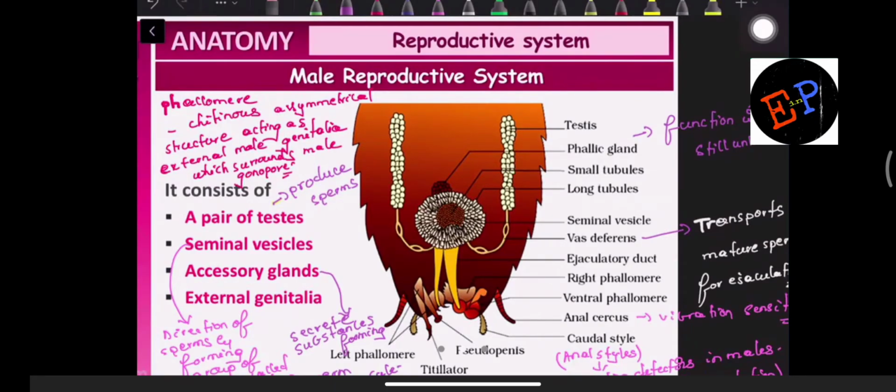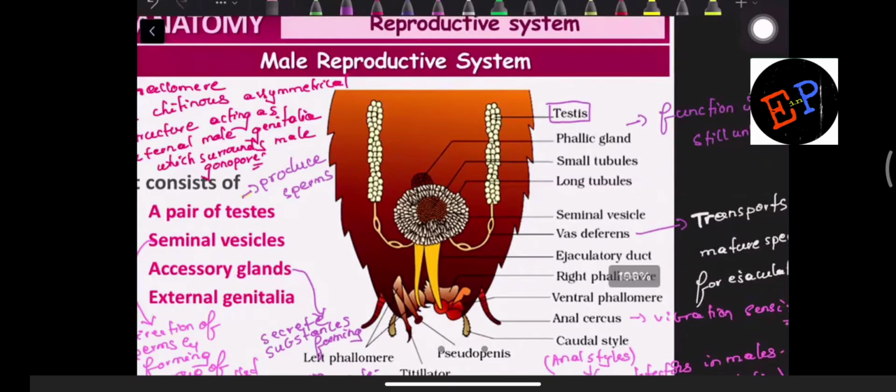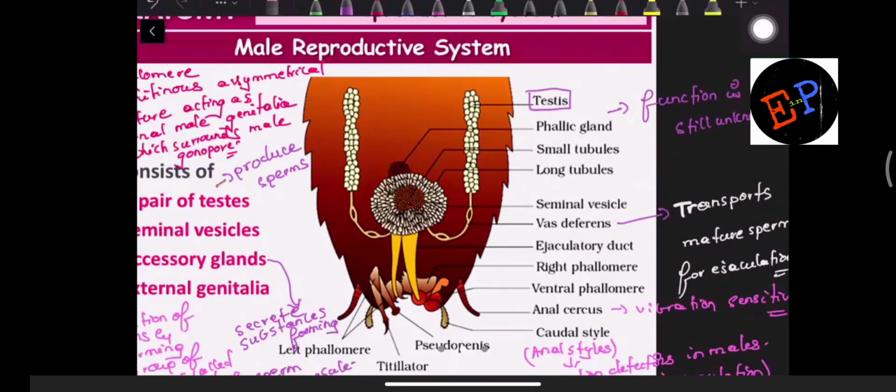See how many parts are present here. So the first one is the testis. Okay, so what is the function of the testis? Production of sperms. Sperms are produced here. Okay? What is the purpose of this phallic gland?